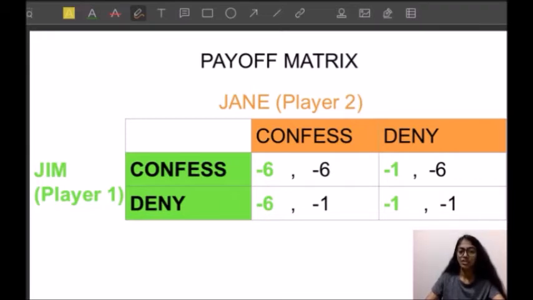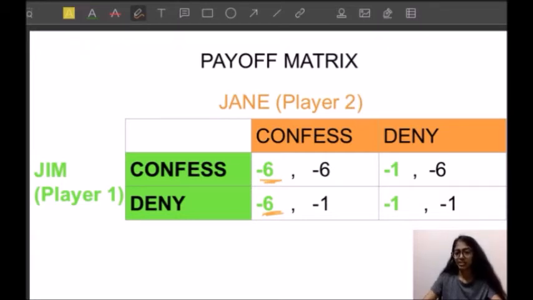First, let's position ourselves into the place of Jim and see what he will do. Now let's suppose that he supposes that Jane will confess. Given that Jane confesses, what will Jim do? Since he gets 6 years in jail if either he confesses or denies, he is indifferent between confessing or denying. So if Jane confesses, then he will choose either of the two options. He has no preference towards any of the options given to him.